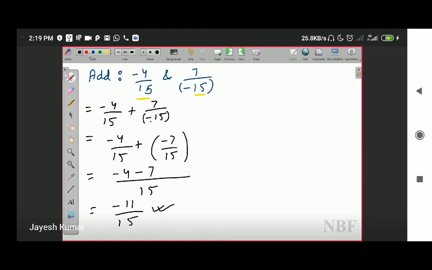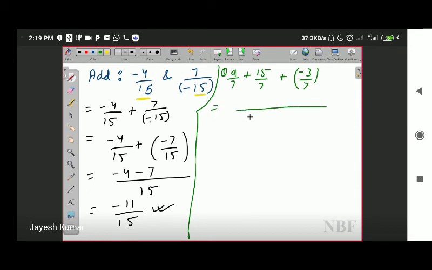Let us try another example. I'm going to use the same page. Another question, once again from your book. The question is 9 upon 7 plus 15 upon 7 plus minus 3 upon 7. See, the denominators of all three numbers are the same. Since the denominators are the same, we can move on with case 1.